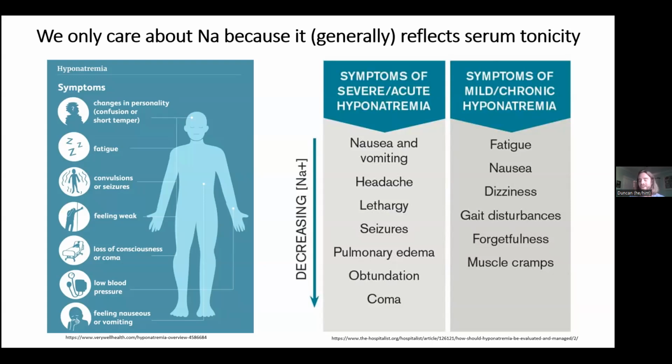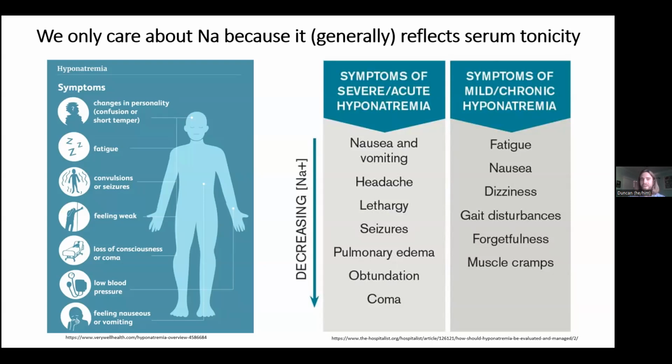Any questions about that before we move on? Because that blew my mind when I first learned that. And we'll talk about it in a sec. It's why, for example, in DKA or cases of severe hyperglycemia, the sodium is truly low.